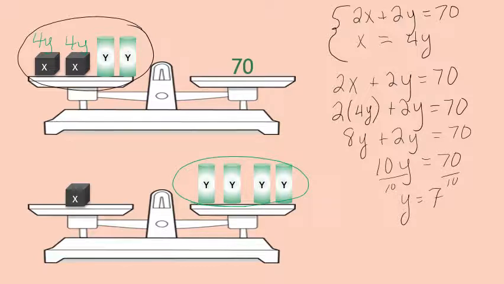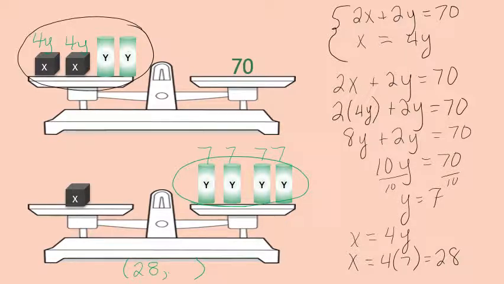I can now substitute that into the other picture, remembering that each y was 7, and my equation would have said x equals 4y, or x equals 4 times 7, which is 28. We often write our solution as an ordered pair in alphabetical order. The x was 28 and the value of y was 7. Here is my solution.